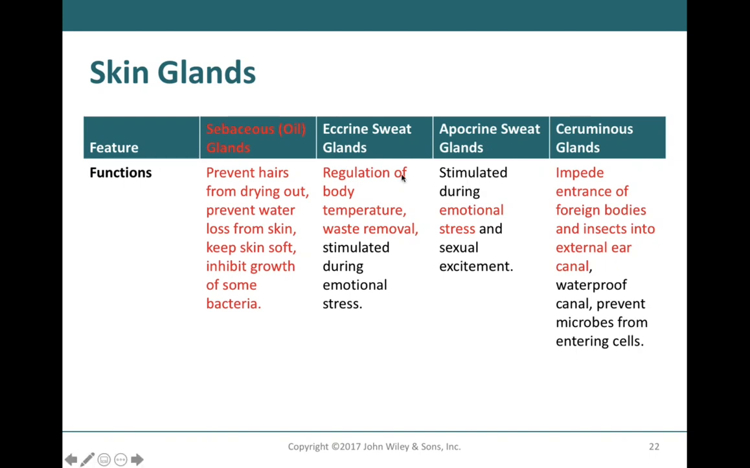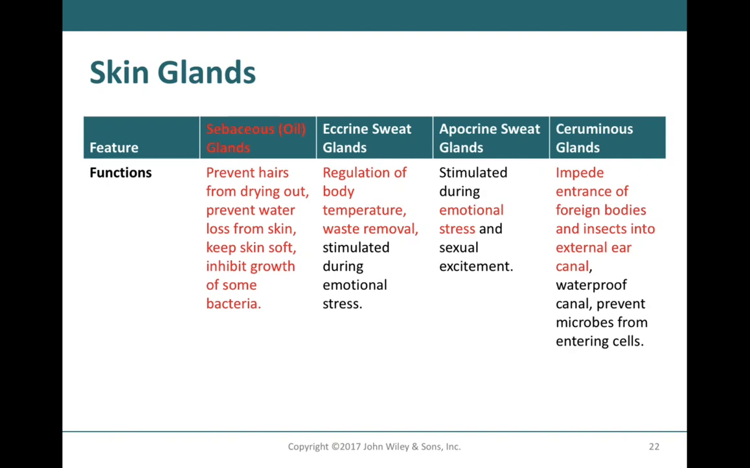Now, the eccrine sweat glands are going to be for thermoregulation. The purpose of these glands is to cool the body when our temperature goes too high. We're also going to have some degree of waste removal from our eccrine sweat glands as well. So again, remember, the eccrine sweat glands are found all over the body, and so we're going to be helping to remove waste from all areas of our body, as well as regulate the body's temperature in all areas of our body also. The apocrine sweat glands are going to be secreting during times of emotional stress.